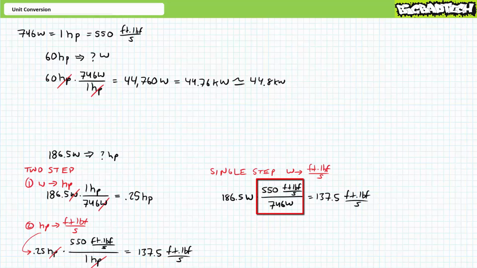The unit we want is foot-pounds force per second. The unit we don't want is watts. 186.5 watts times 550 foot-pounds force per second over 746 watts. Units of watts cancel out, and units of foot-pounds force per second remain, similarly yielding 137.5 foot-pounds force per second. Use whatever method you wish, as long as you get the correct answer.